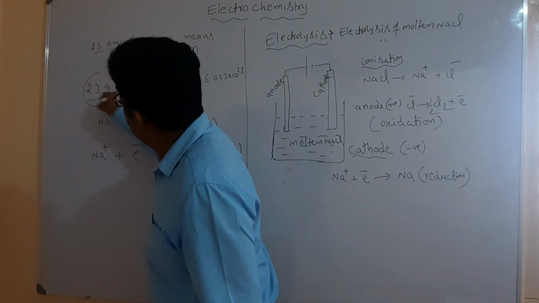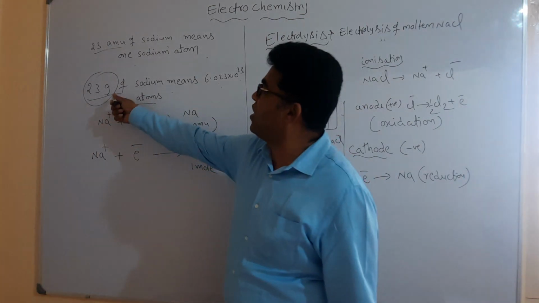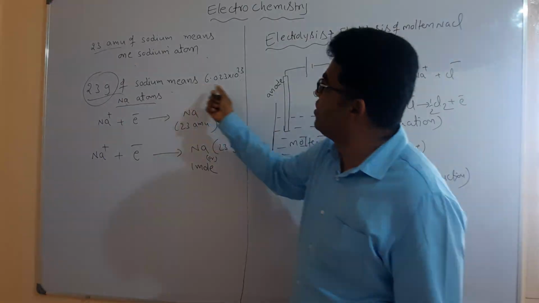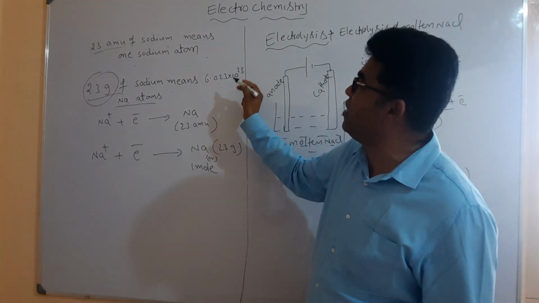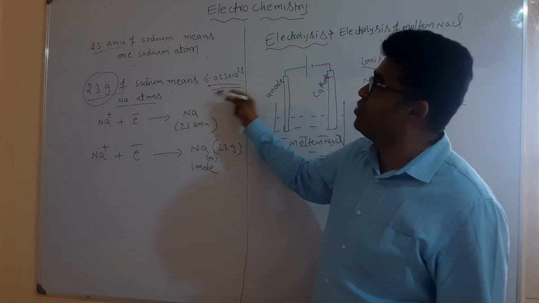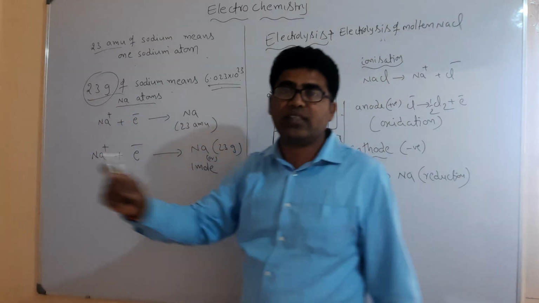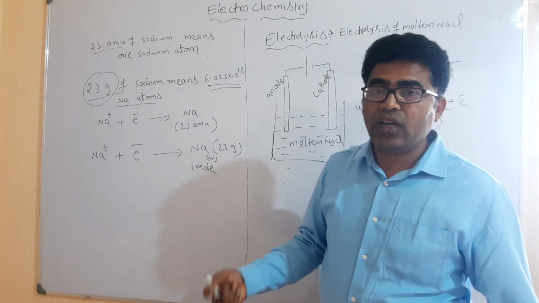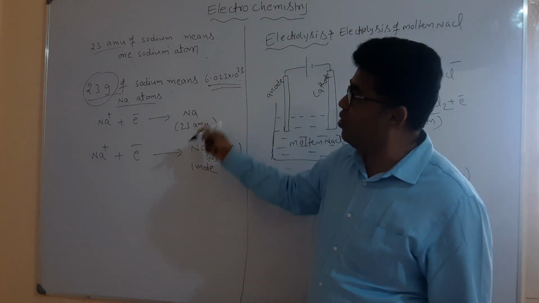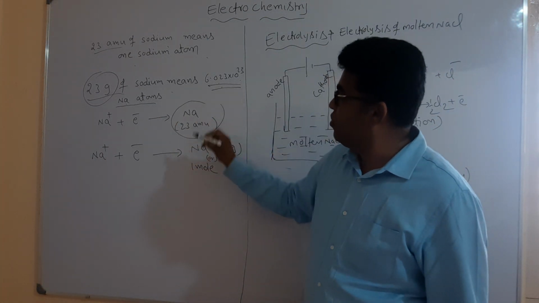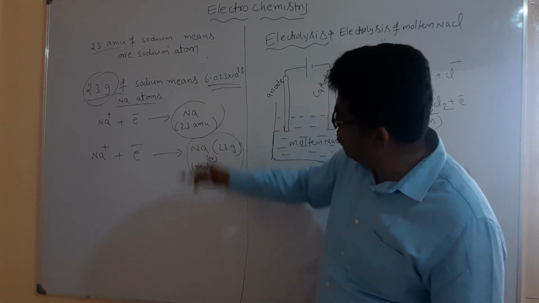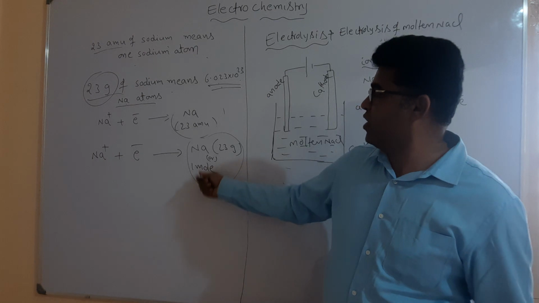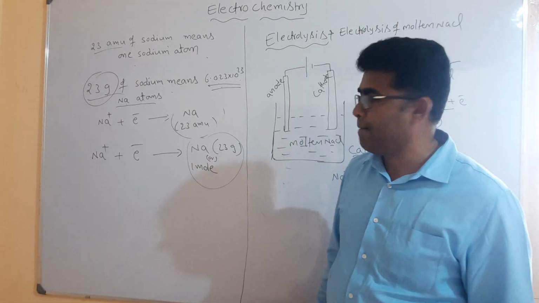If the weight is expressed in grams, then it is called gram atomic weight or gram atom. In that gram atomic weight, how many atoms are there? Avogadro number of atoms. So the mass of a substance which contains Avogadro number of atoms is called gram atomic weight. You also call it a mole. So 1 mole of sodium means 23 gram of sodium.